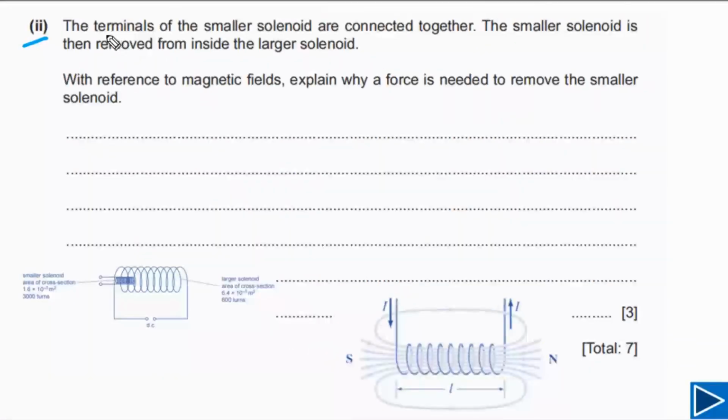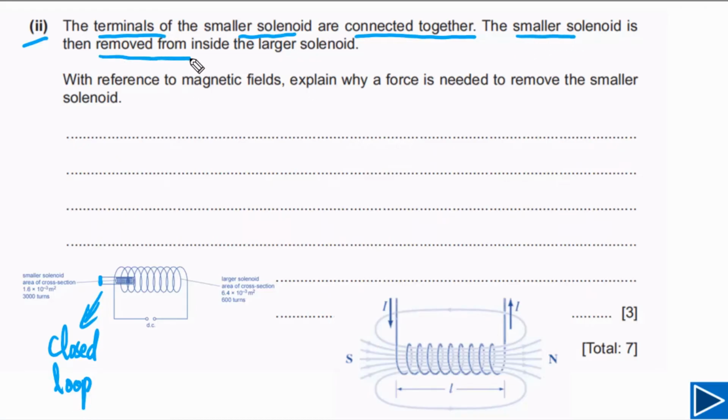For our second part, it is given to us that the terminals of the smaller solenoid are connected together. It simply means that these terminals are joined together. Now this smaller solenoid is just like a closed loop, so simply we can say it is a closed loop now, before it was an open loop. The smaller solenoid is removed from inside the larger solenoid, meaning we move this one to the left. We need to explain with reference to magnetic fields why a force is needed to remove the smaller solenoid.